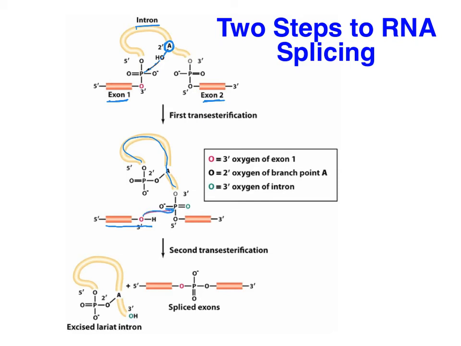So next it will attack the beginning of exon 2. And ultimately, exon 1 and exon 2 are spliced together. That is, they're connected by a phosphodiester bond, shown right here. And the intron, in the form of a loop or a lariat, has been removed. Now, this is a really molecular organic chemistry sort of summarization of what's happening during splicing. So let's look at another version.